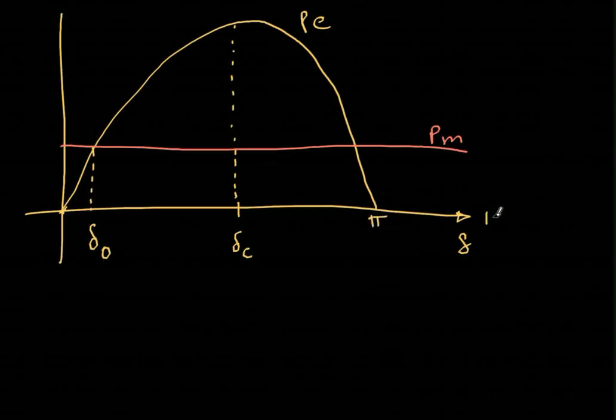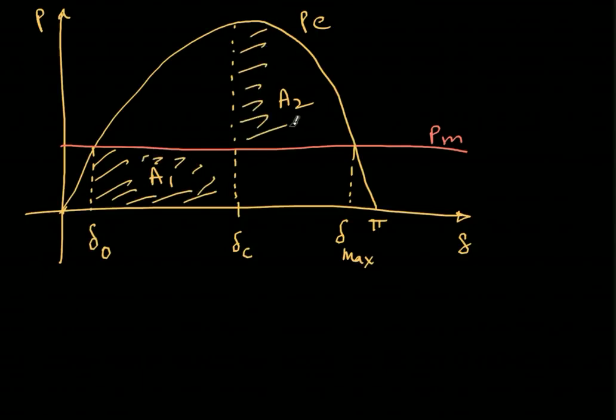This is the rotor angle, and this is the power. At this point I'll have delta max, and we are looking for a condition where this area is equal to this area. So mathematically, given delta naught, I want to find what delta C is such that these two areas are equal. The expression is P equals P max sine delta. It is just a sine, and the amplitude is P max somewhere here.